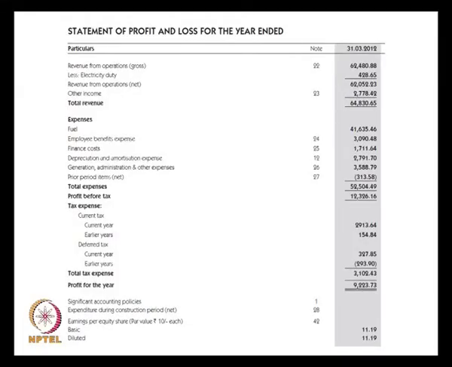So the tax that NTPC would have to account for the profits during the year is also given in the profit and loss account. So the total tax expense for the year is 3,102.43 crores. So the total profit before tax is about 12,326.16 crores, and after paying the tax of 3,102.43 crores, the profit for the year is 9,223.73 crores. So profit for the year is also denoted as net profit.